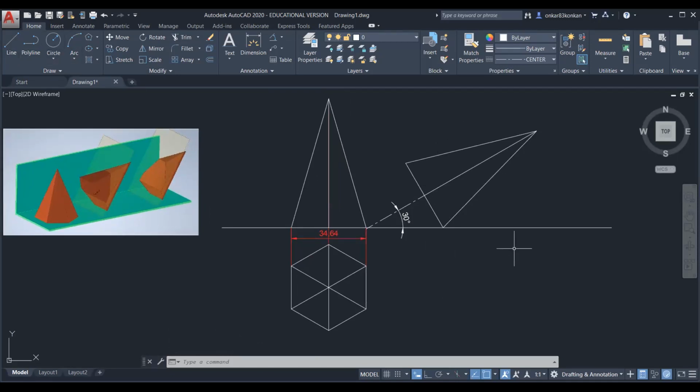Now complete the top view when we rotate this. These two stages are similar to the projection of solids, so you have already studied this. Now just find out the intersection points. So name these points.